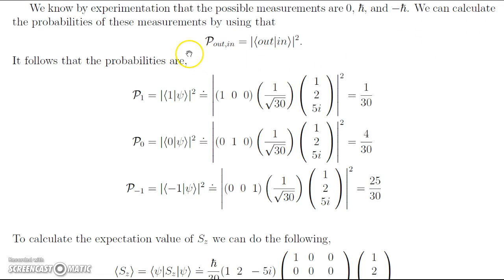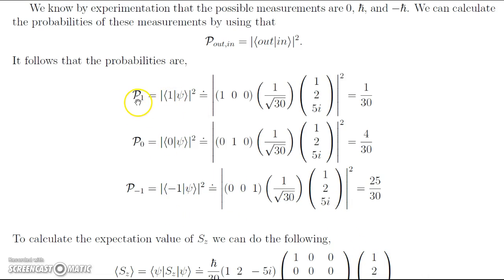We can calculate the probabilities of these measurements by using this result that we've been using all semester. And since we're working in the S_z basis, we can represent the three eigenstates by the row vectors here because we have the corresponding bra, but the kets can be represented as 1, 0, 0 for positive h bar, 0, 1, 0 for 0 h bar, and 0, 0, 1 for negative h bar, and that's what these three bras here are representing.